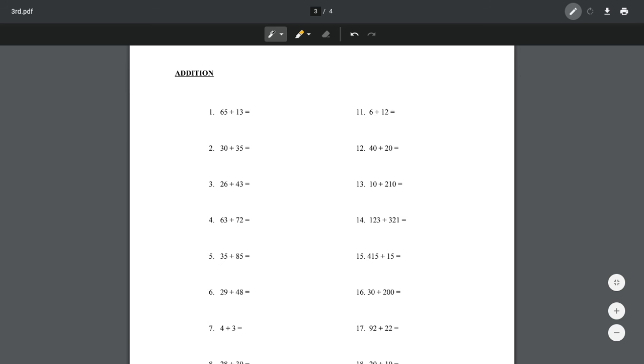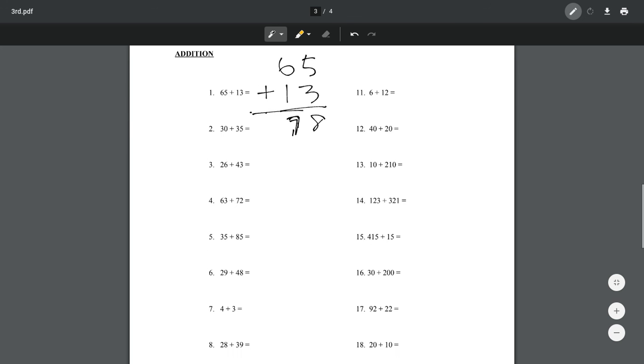Next page is on addition. It's pretty straightforward. Start with number 1, 65 plus 13. You're going to want to start with the ones place. So 5 plus 3 is 8. 6 plus 1 is 7. So number 1 is going to be 78.